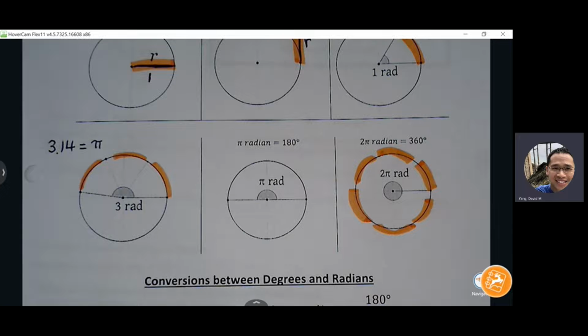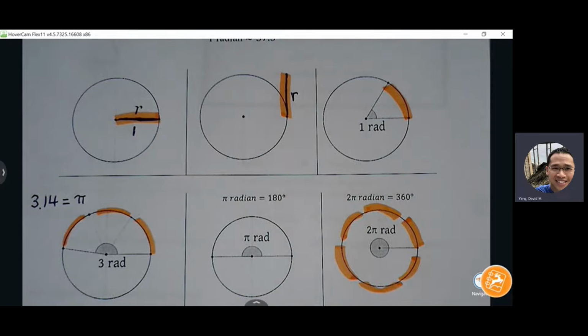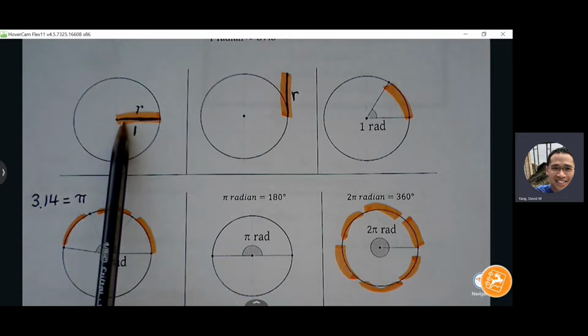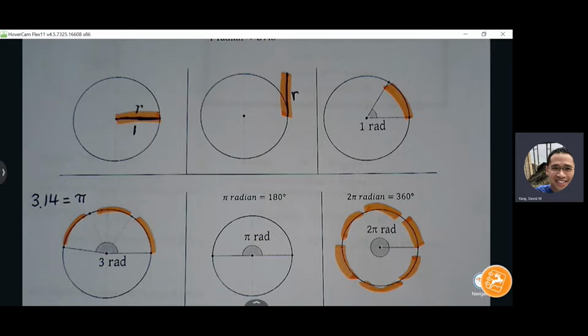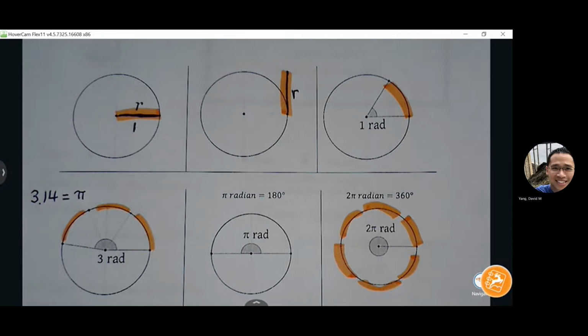So that's what a radian is. We start with the radius, and then you take that radius and you fold it along the circle. It doesn't matter how large that radius is. It's always going to take 6 radians, or 6 and change, to make your way around the circle. So that's where that pi comes from.